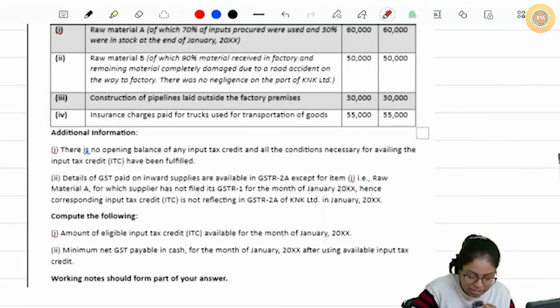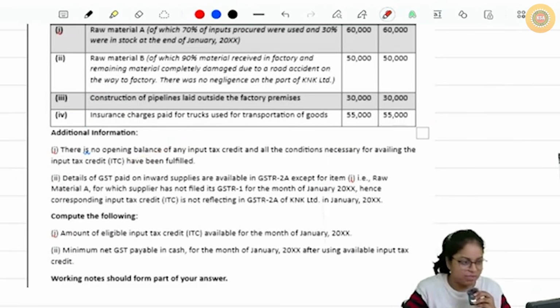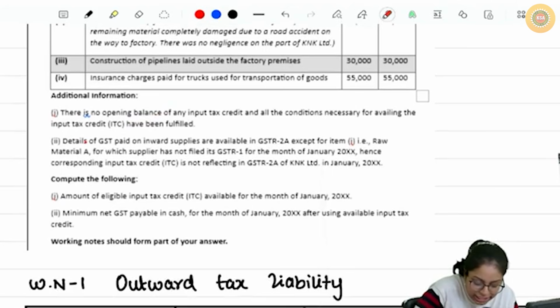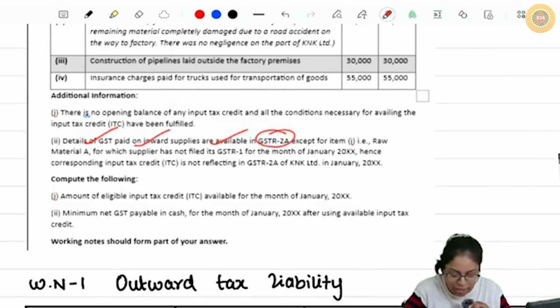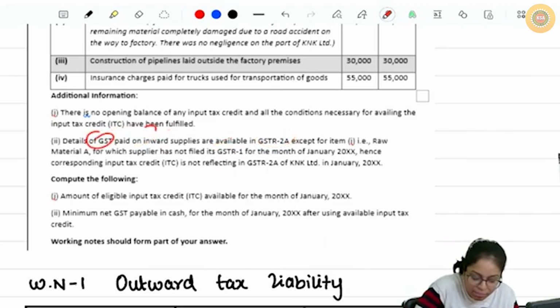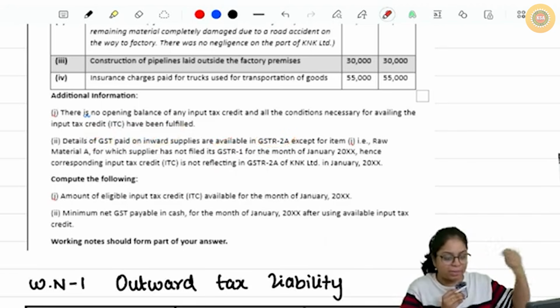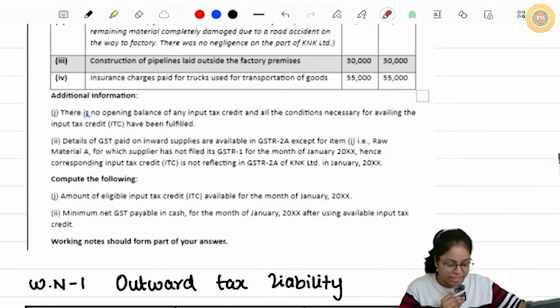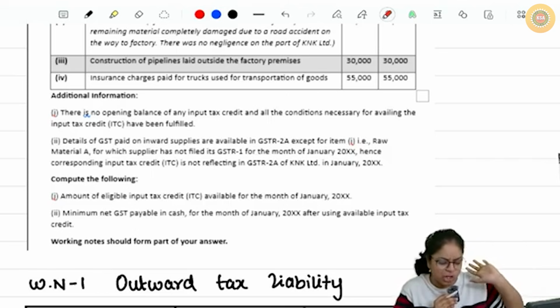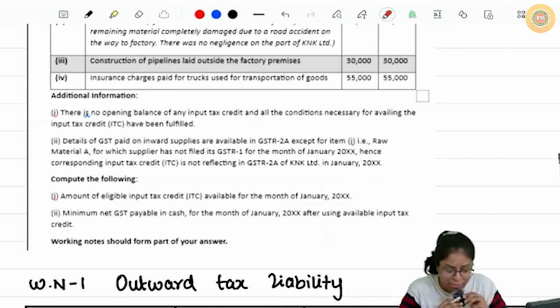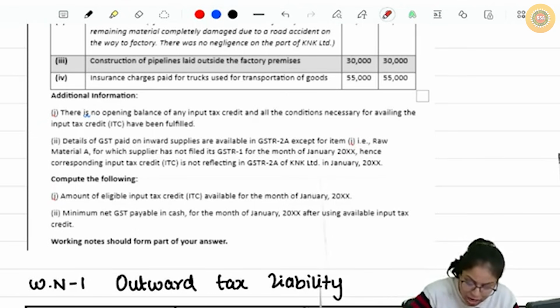And then they have given us that there is no opening balance of ITC, which is great. Next is details of GST paid on inward supply are available in GSTR 2A. So whatever GST I paid on my purchases, on my inward supply, that is reflecting on my GSTR 2A. It should reflect. Then only I will be able to take the ITC.